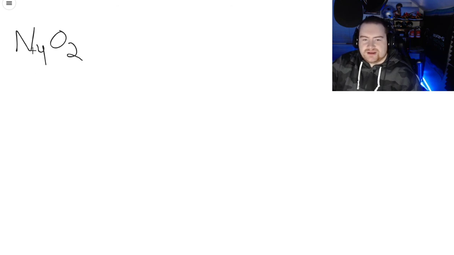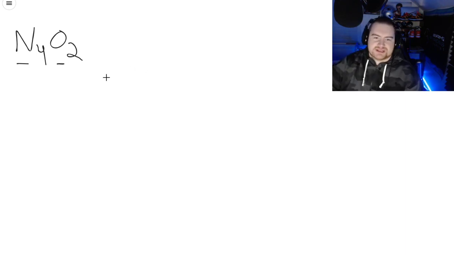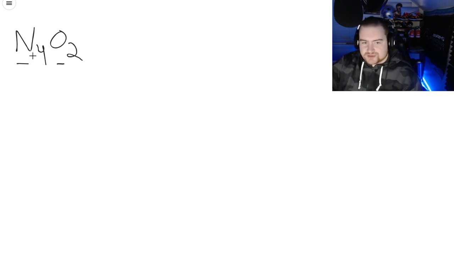Okay, N4O2. What we're recognizing here for this one is we have nitrogen and oxygen. Both of these are on the right side of the periodic table, above the stair steps. That means this is going to be a covalent compound. So for this, we're just using the Greek prefixes. So we just look at the number that we have, write the element, and then we're done. So nitrogen, we have 4.